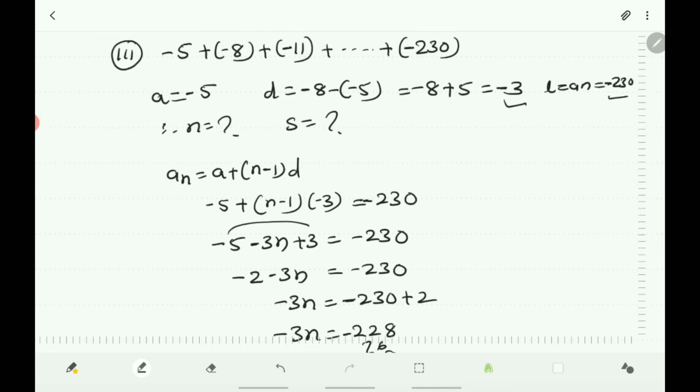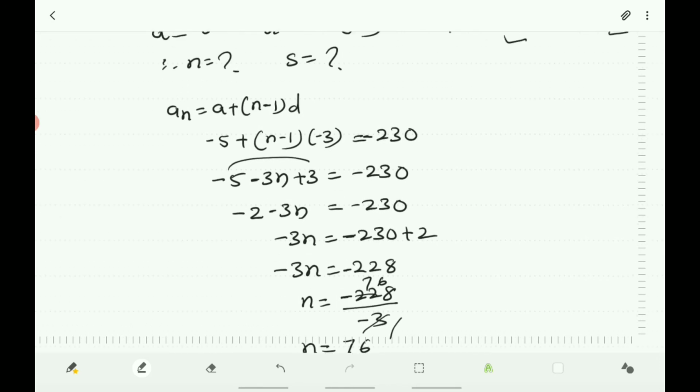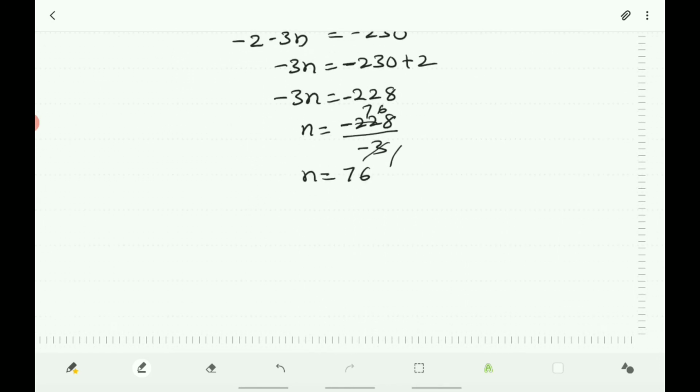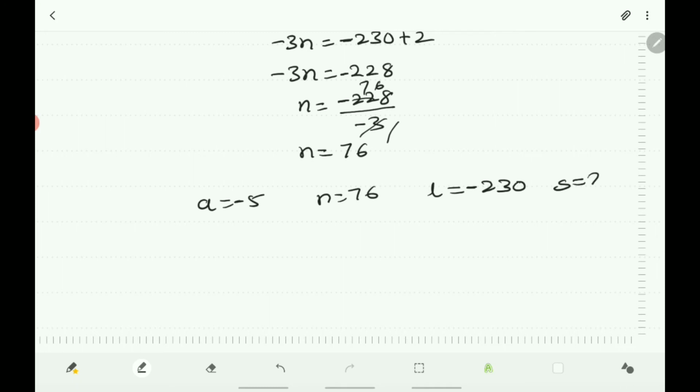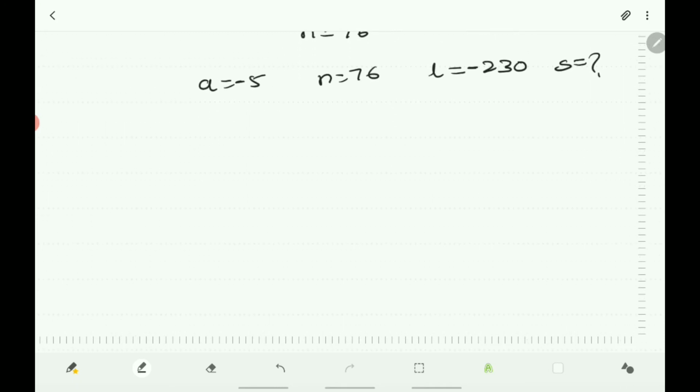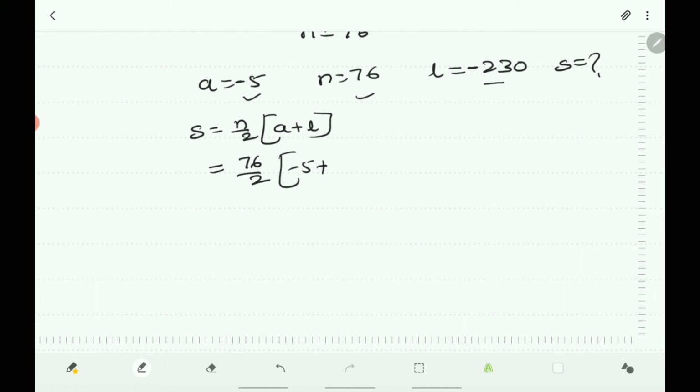And you get S here. What is known here? A is known, that is A is equal to minus 5, and N is equal to 76, and the last term L is equal to minus 230. So you find S. Write the formula for S. S is equal to N by 2 into A plus L. That is, N is here 76 by 2, and A is minus 5 plus L is minus 230.